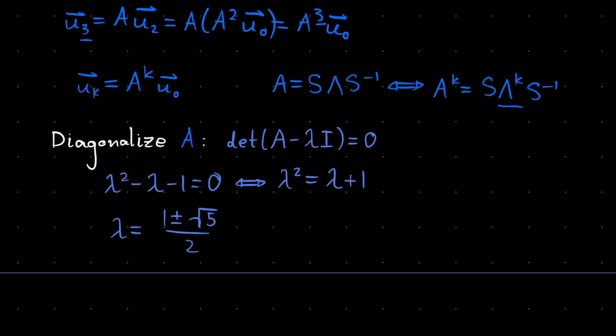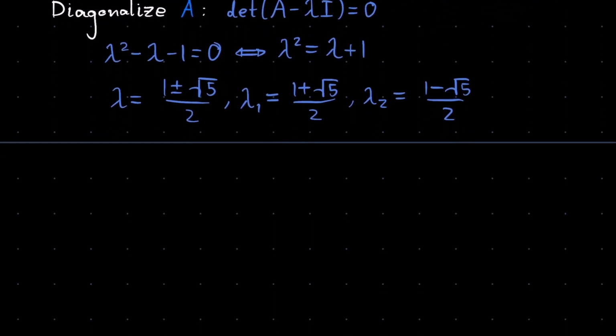Let's just write this as lambda 1 is equal to 1 plus the square root of 5 over 2. Notice that this is equal to the square root of 5, but we're not going to write its numerical value right now. And lambda 2 is equal to 1 minus the square root of 5 over 2. Fantastic. So that's basically it. We have calculated the eigenvalues, and we can put them in an eigenvalue matrix.